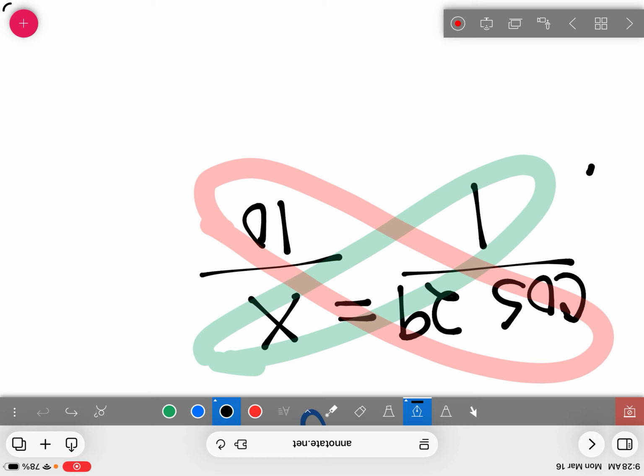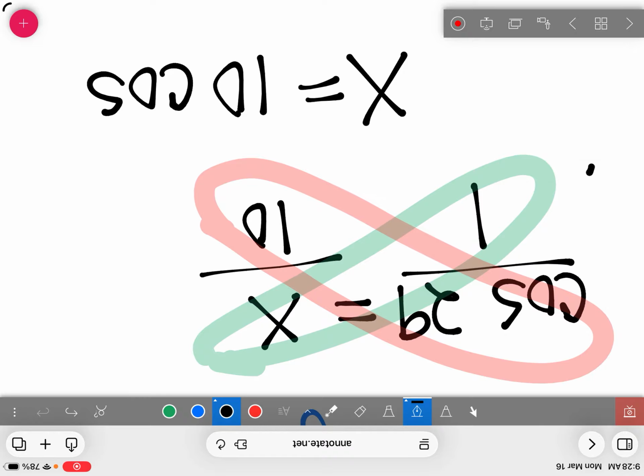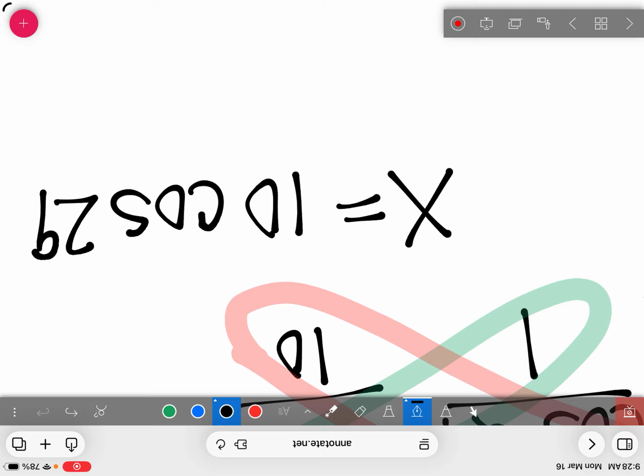All right, so we got 1 times x, which would be x, equals 10 times the cosine of 29. Go ahead and type that in. Regardless of what is added, it's still based on you figuring out if it's a sine, a cosine, or a tangent. Because if you don't pick the right one, you have already missed the question. So 10 times cosine 29.